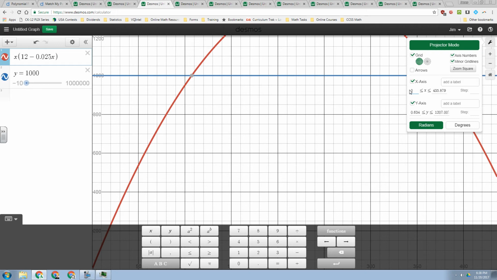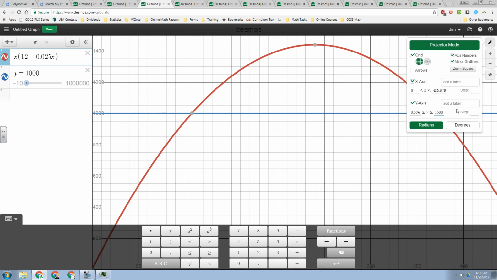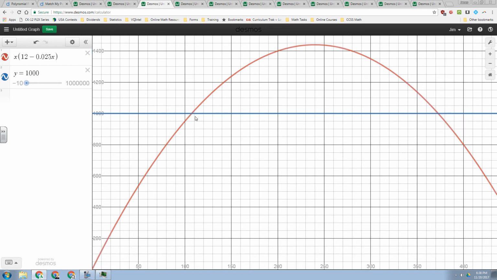So to give you a sense of what this graph is shaped like, let me change my window. Here's what's really going on. And so we have 2 answers. These 2 answers are when our revenue will equal 1 million, because both our X and our Y are in thousands.